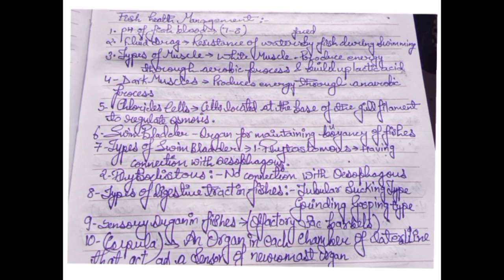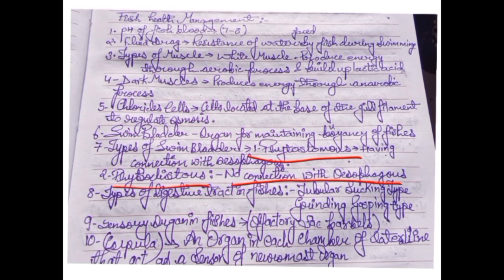So types of swim bladder. How many types of swim bladder are there? Two types of swim bladder are there: you can see the physostomous and the physoclistous. Physostomous are those which have a connection with the esophagus, whereas physoclistous are those which do not have a connection with the esophagus. So if the esophagus is connected with the swim bladder, what will you call it? Physostomous. Whereas physoclistous are those which do not have a connection with the esophagus.